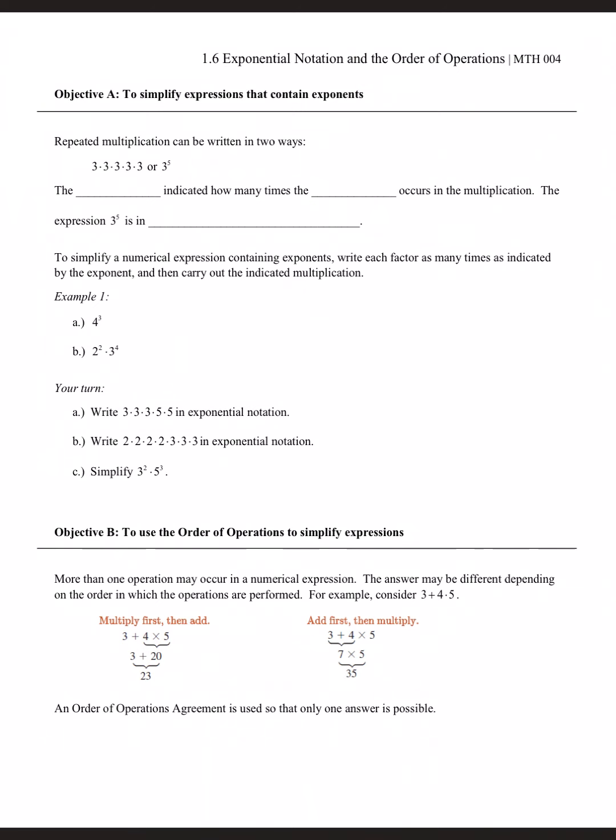it. Now when we look at this 3 to the 5th power, I'm going to write it over here. This 5 is what we call the exponent. And the 3 is what we call the base. Now what this does is this tells us the exponent. So the exponent is going to be this number right here. This indicates how many times, and even though it's the base, we're going to call this the factor. It's how many times the factor occurs in the multiplication.